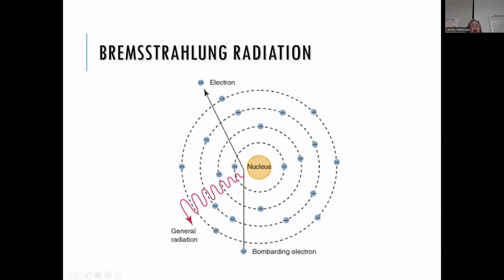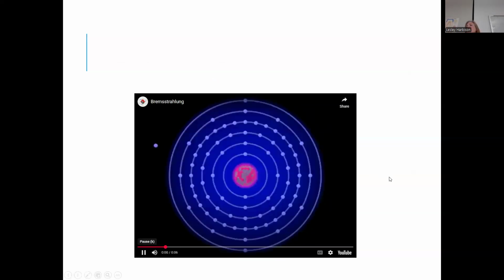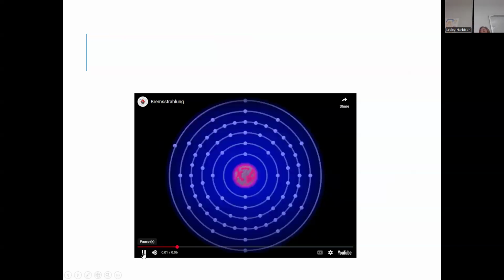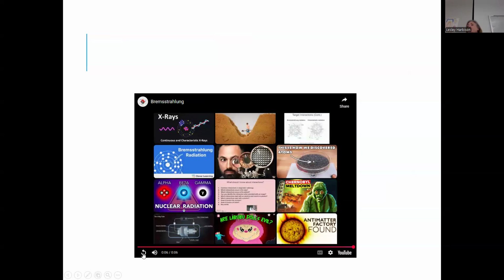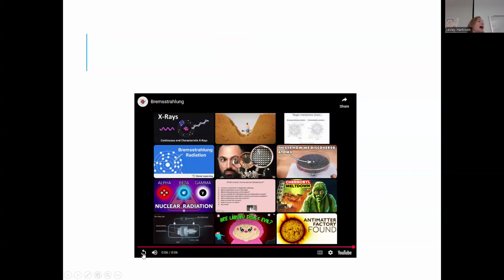If we go to the next slide, we could just have a little animation of it. If it works, please work. So there's the bombarding electron, it rotates around the nucleus, and then an X-ray photon comes off. Let's watch it again. In comes the bombarding electron, moves around the nucleus, out comes an X-ray photon. It doesn't actually knock out anything. None of those other electrons get knocked out.